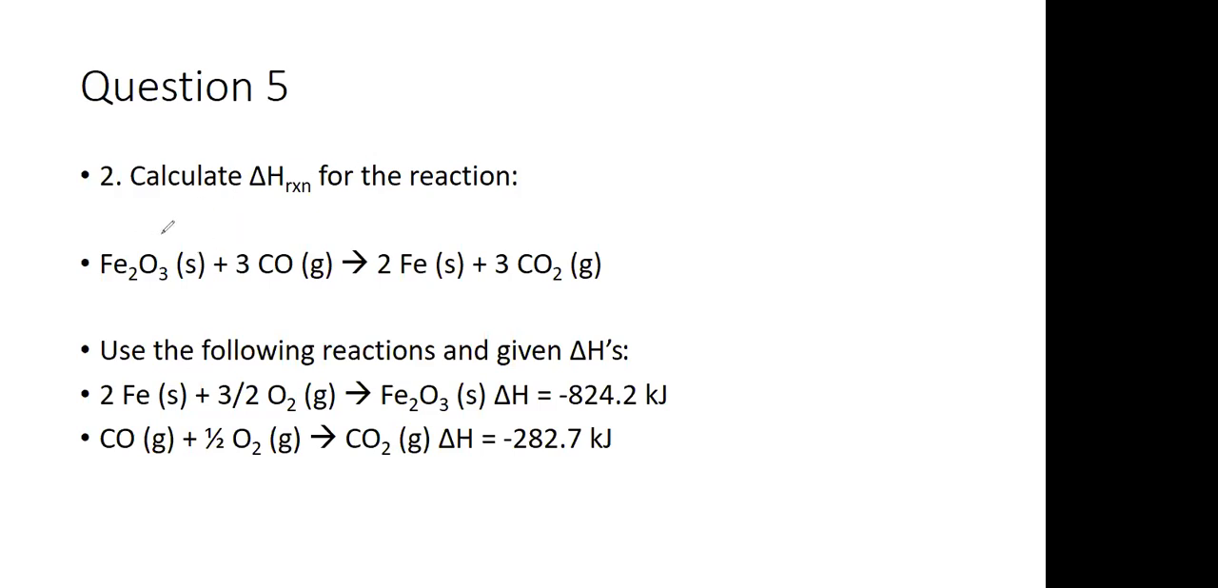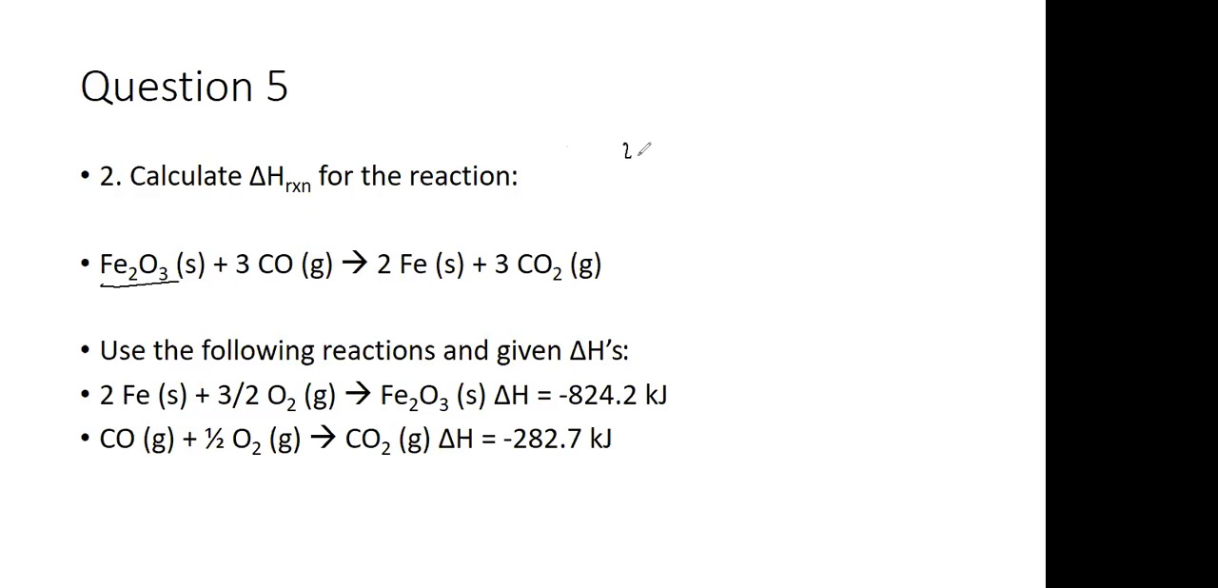So if you're having trouble how to puzzle this out, some of the things I look for is I just look at my first reactant. So this would be iron 3 oxide. And I notice that it's a reactant, right? And then I look at my equations on the bottom here. In our first equation, we have iron 3 oxide as a product. So I need to flip that. I need to have iron 3 oxide as a reactant.